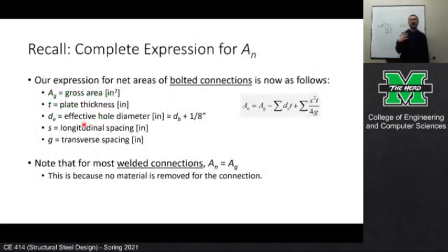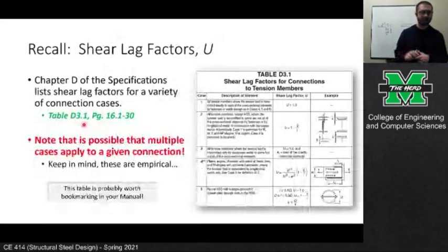For our expression for AN, and this is what we're going to use today, and this is, again, going to be the star of the show. For bolted connections, if we want to find the net area, we take the gross area minus the area lost due to bolt holes, so the diameter of the hole times the thickness, the diameter being the bolt diameter plus 1/8 of an inch. And then we add any necessary stagger factors. And there's going to be some quirks with that today.